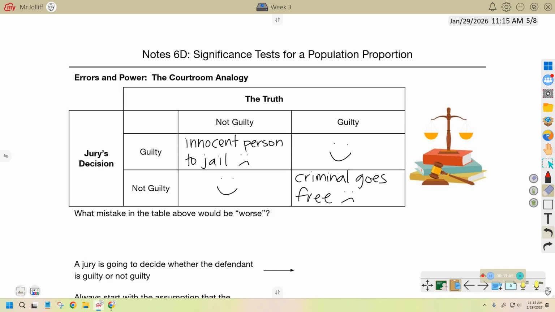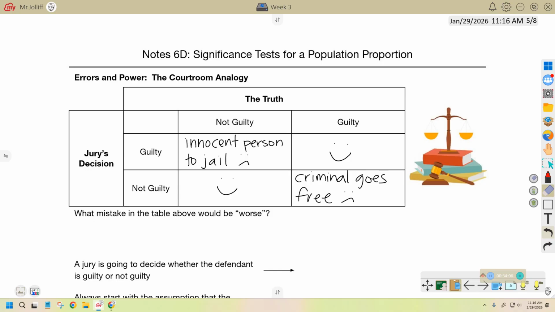In a perfect world, we'd always be in those happy face boxes. But sadly, humans are fallible. We do not live in a perfect world. So as statisticians, we have to make a decision about which one of these error boxes is worse for the test that we are performing.